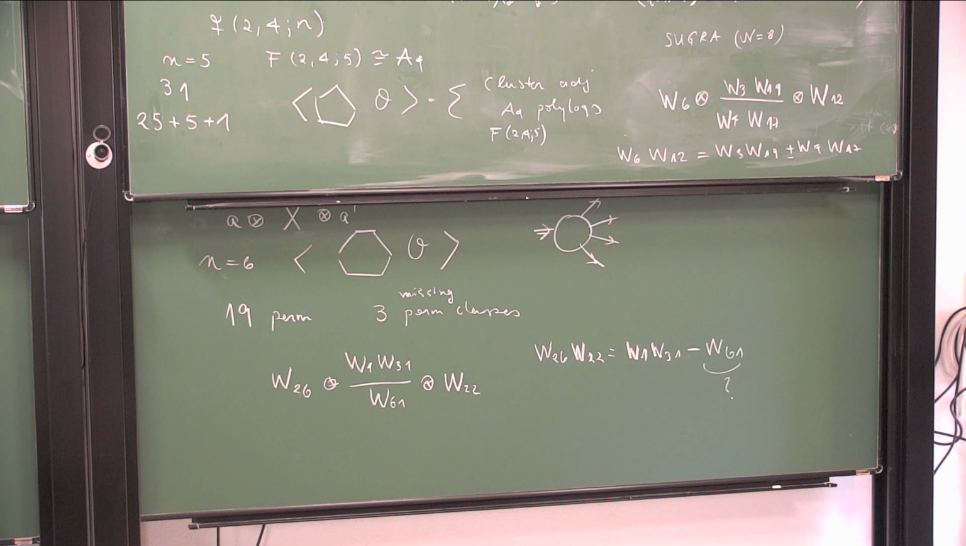But then for higher n, that's what I mean. Because the problem is for n equals 6, the flag variety is not of finite type. Oh. Yeah. So this is the first question.